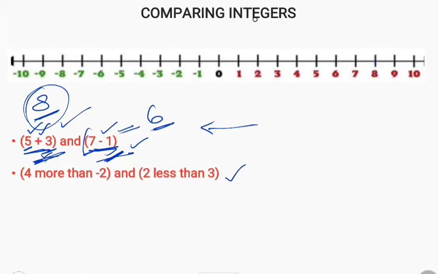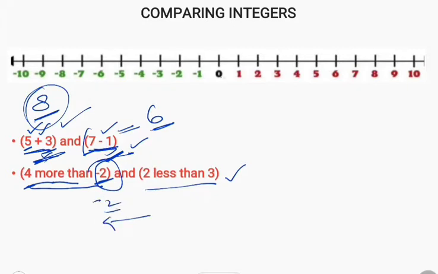It says we have to compare the two numbers: 4 more than minus 2 and 2 less than 3. So this says 4 more than minus 2. We are at minus 2, so from 0 we'll take minus 2 steps, that is, on the left hand side we'll take 2 steps, and we reach till over here. That is minus 2. From minus 2, we have to increase 4 more. So after reaching minus 2, we have to take 4 more steps.